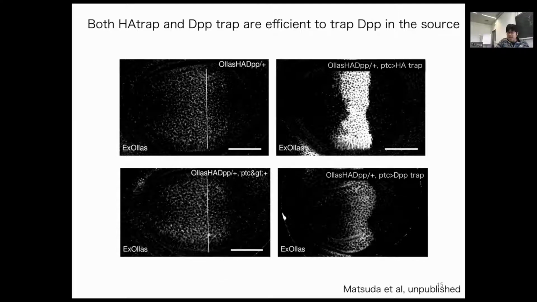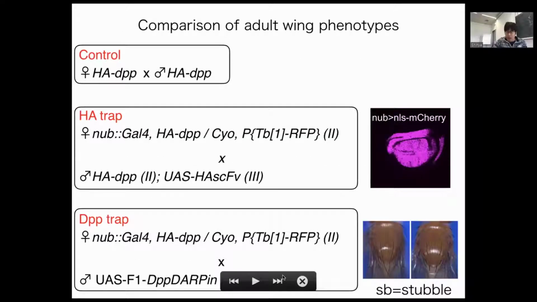And the nice thing about this setup is that everything is at the endogenous level. So the morphogen gradient that we work on is at the endogenous level, and you can now ask about the importance of the gradient at the physiological level.